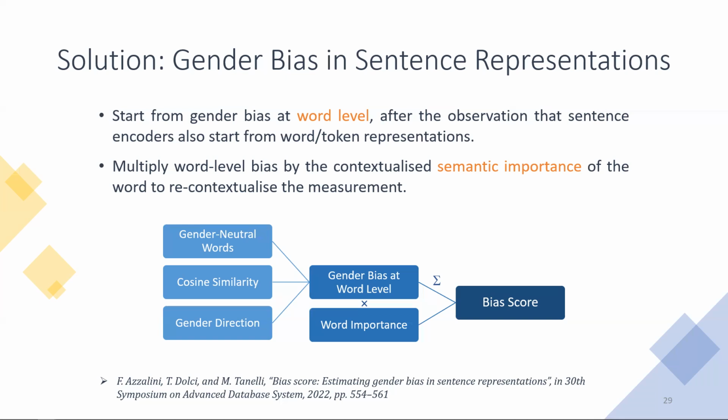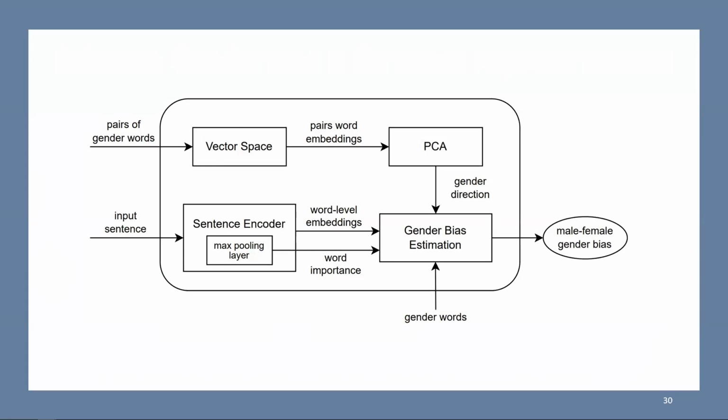And what we do is to look at the gender bias at word level, because we start from the assumption that bias is something connected to semantics, and semantics in linguistics in general comes from words and not from the sentence in its entirety. And what we do is to try and add this word importance, which is an additional ingredient, to try and insert some semantic related aspects inside our final result. And so what we obtain is a score that we name bias score, that allows to do some estimation of gender bias also for sentence representation.